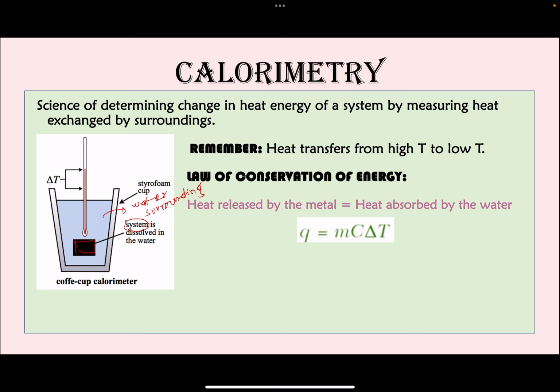And as I mentioned earlier, the equation that we use to calculate the heat absorbed or released is Q equals MCΔT. If the Q turns out to be a negative number, that means we have an exothermic reaction going on for the system. And if the Q turns out to be positive, that means we have an endothermic reaction going on.